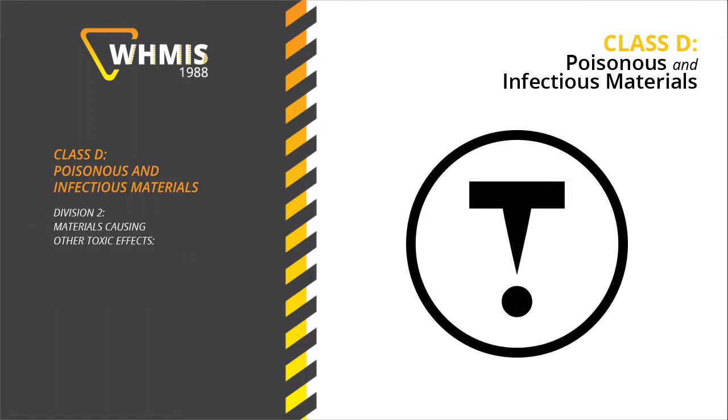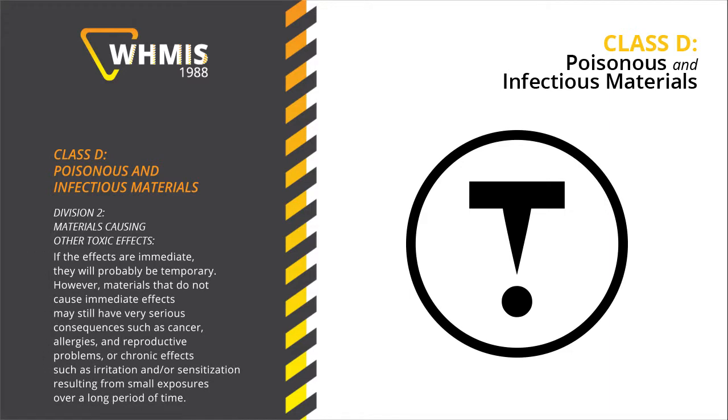Division 2, materials causing other toxic effects, are also poisonous, but may or may not have immediate effect. The hazard symbol for Division 2 is a T with an exclamation point at the bottom inside a circle. If the effects are immediate, they will probably be temporary. However, materials that do not cause immediate effects may still have very serious consequences, such as cancer, allergies, and reproductive problems, or chronic effects such as irritation and or sensitization resulting from small exposures over a long period of time.